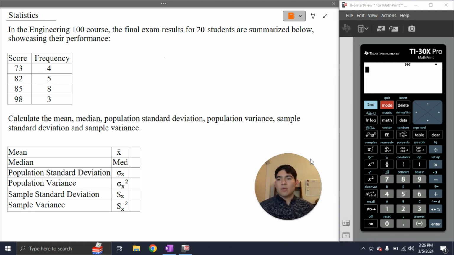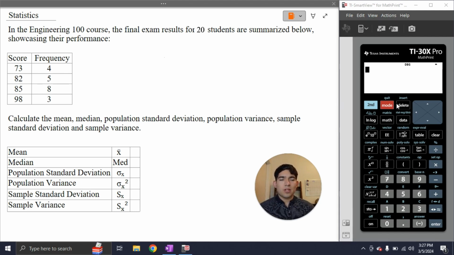But for this problem, we have a data set for a final exam in an Engineering 100 course. Here is the table for that, and we're asked to solve for the mean, median, population standard deviation, population variance, sample standard deviation, and the sample variance. So it might have been a while since you've taken statistics. I know it's been a while since I've taken it. It's been a long time actually, but luckily the calculator can do all this for us. We just need to follow the steps I'm going to show you today.